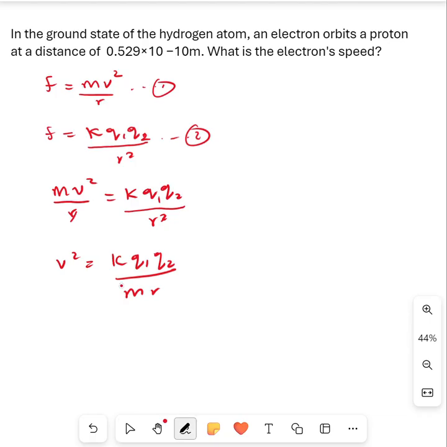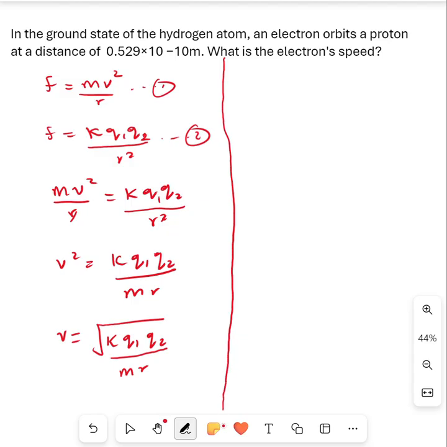Now we have established this relationship. We can also say that V itself is equal to the square root of all of them: the square root of K Q1 Q2 divided by R M. Now I'm going to divide the screen into two, and it's time for us to input our parameters.